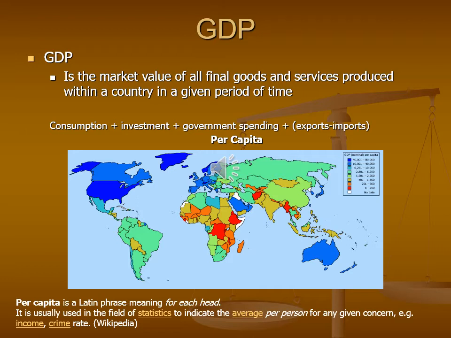What is meant by GDP? GDP is the market value of all final goods and services produced within a country in a given period of time. Consumption plus investment plus government spending plus exports minus imports, per capita.